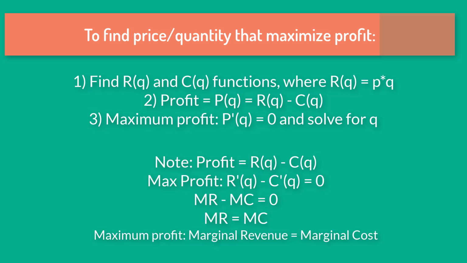Note that if you've had microeconomics, you might have learned that you can find the maximum profit by setting marginal revenue equal to marginal cost. To see why, instead of taking the derivative of the profit function, we can instead take the derivative of the revenue and cost functions, called marginal revenue and marginal cost, subtract them, then set that equal to 0. By adding marginal cost to both sides, we can get the rule that maximum profit occurs when marginal revenue equals marginal cost.